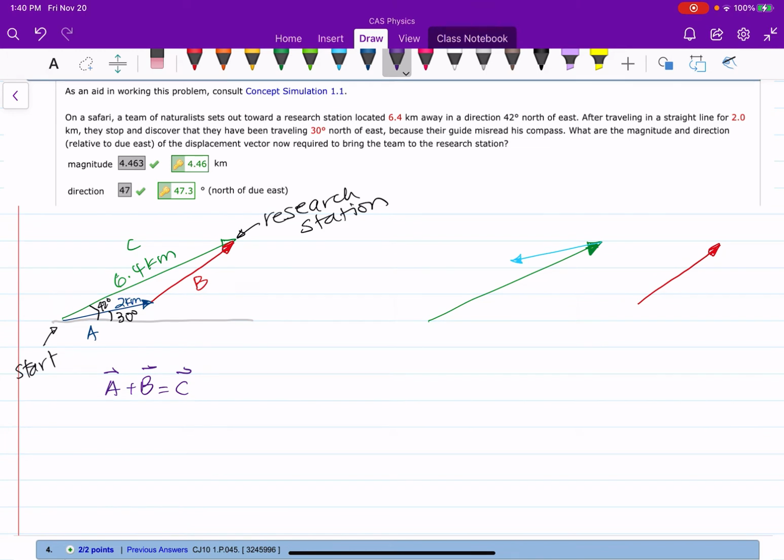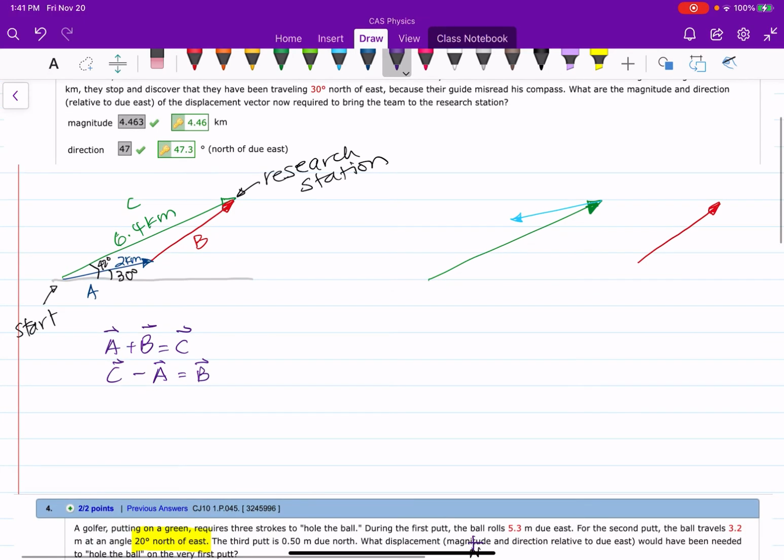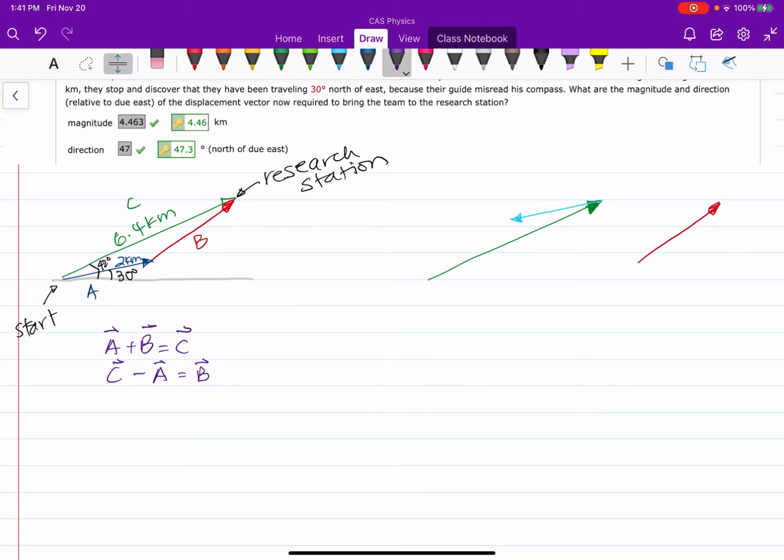But another way we could say this is that vector C minus vector A is equal to vector B. And what we want is vector B. So the best way to solve this problem is by finding C minus A. And another way of saying C minus A is C plus negative A equals B.